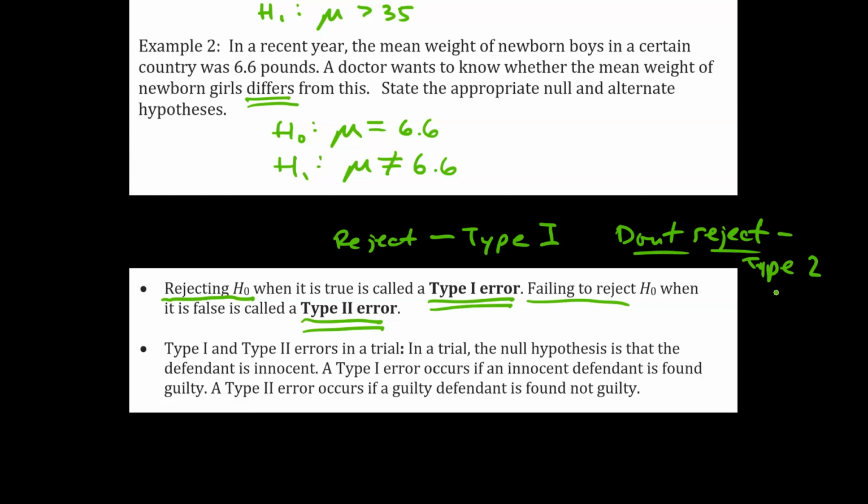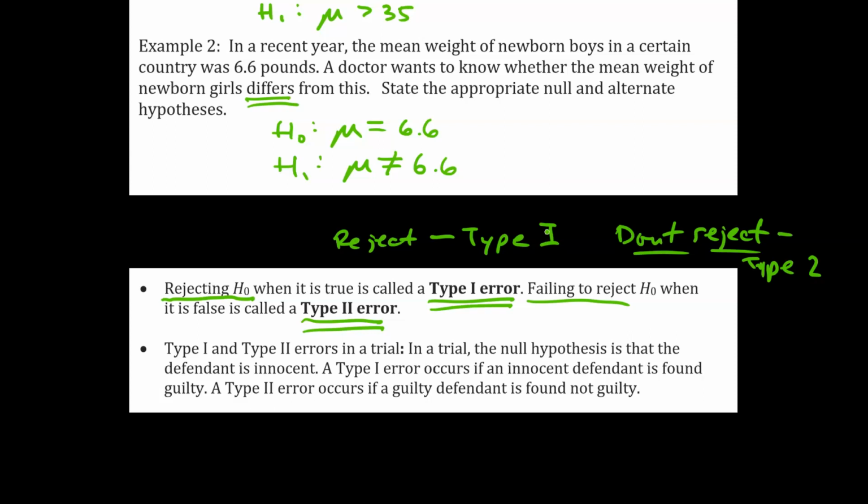This happens in trials all the time, right? It's entirely possible that a defendant goes through a trial and that defendant could be innocent. If a defendant is innocent, but for some reason there's a lot of data that allows a jury to say we're going to reject their innocence, then that jury would be committing a type 1 error if they rejected that person's true innocence and found them guilty.